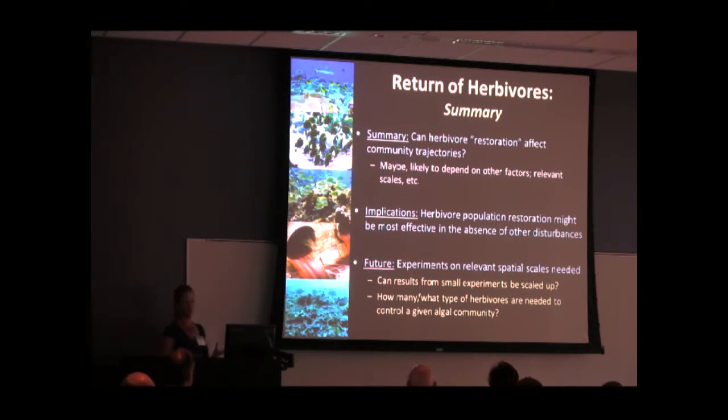So some of the relevant questions that remain are how many and what type of herbivores are needed to control a given algal community. And Pete's work shows a lot of great data on looking at this from a modeling perspective and giving us some context as to where to go and where to start testing hypotheses.